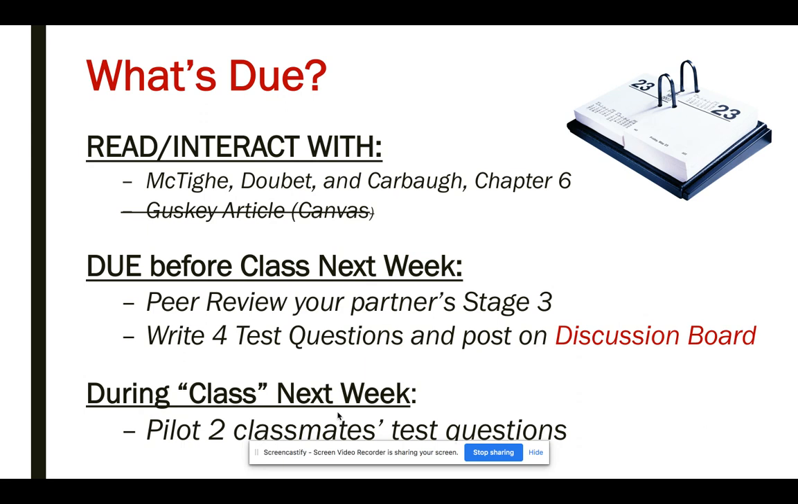Okay, so what's due? I've taken off this article. I'm going to ask you to read and interact with chapter 6. That will help us deal with what we're going to talk about next week. I'm going to ask you to peer review your partner's stage 3. They should have posted it by now. Before our next class, you will need to peer review it for your partner. And then you need to write your 4 test questions and post them on the discussion board.